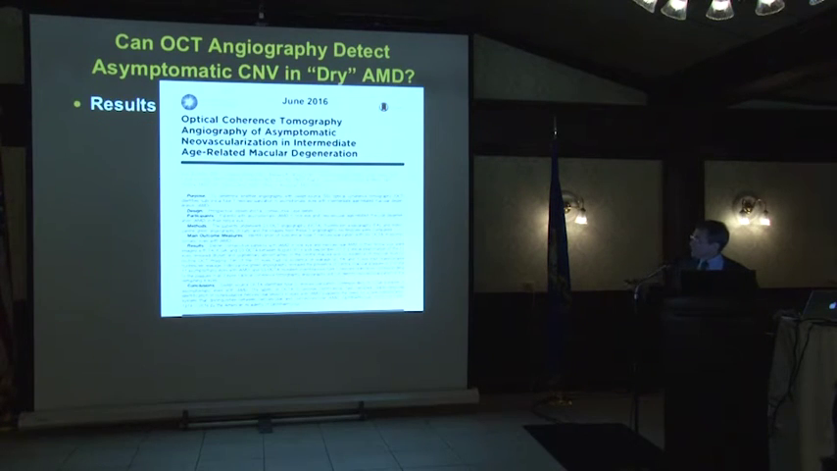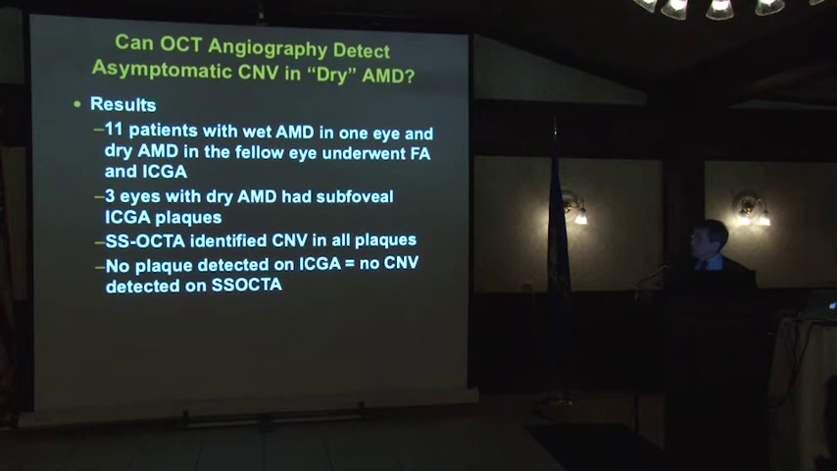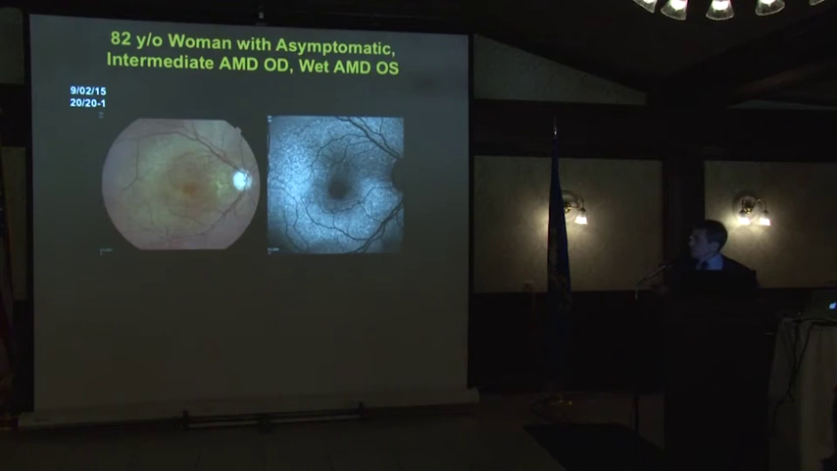Okay? This paper, June 2016, out this month in Ophthalmology. And this is what we found. We looked at 11 patients, 3 eyes with dry AMD and had the plaques. We saw the CNV in all those eyes, okay? And we did not see CNV in eyes that did not have ICG abnormalities. And now we have a much larger study underway with over 100 patients, seeing how frequently we find these plaques using OCT angiography and what their progression is. So here's one of the cases. This is a patient, you'd come in, you'd say dry macular degeneration.